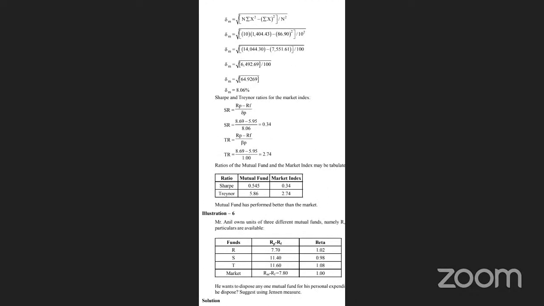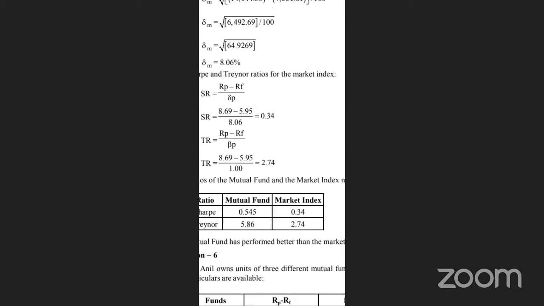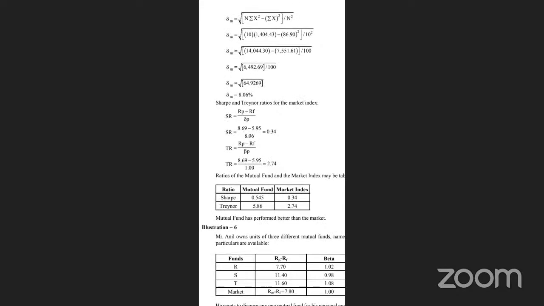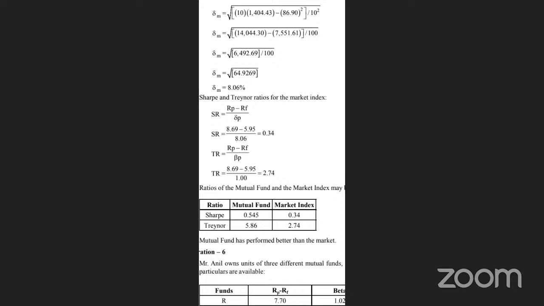Beta we are going to evaluate with the help of this formula: n into summation x square minus summation x whole square, divided by n whole square. If we apply these formulas, we get the risk on market, that is 8.06. Then we apply it for the market index for the Sharpe's ratio and Treynor's ratio: RP minus RF divided by risk on portfolio for Sharpe's, and RP minus RF divided by beta of portfolio for Treynor's. With the help of beta, we have calculated the Treynor's ratio as 2.75, and with the help of risk of portfolio, we have evaluated the Sharpe's ratio as 0.34.